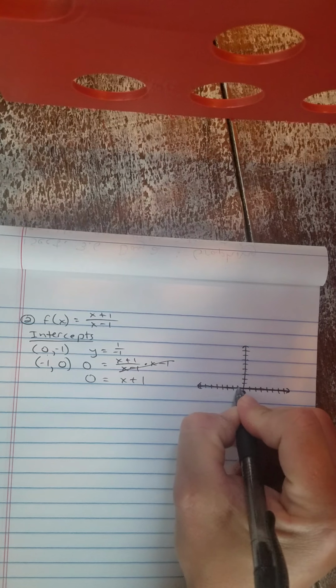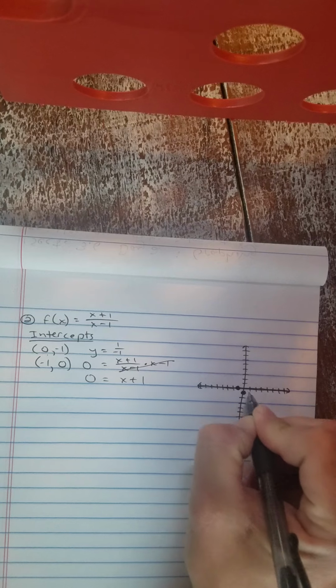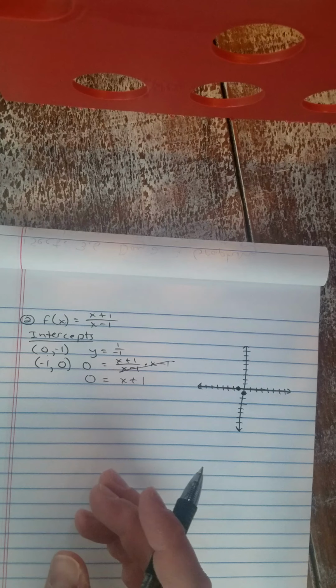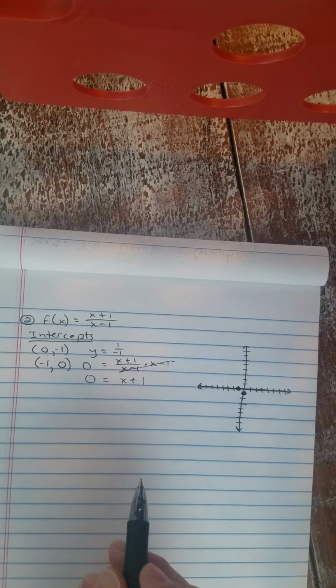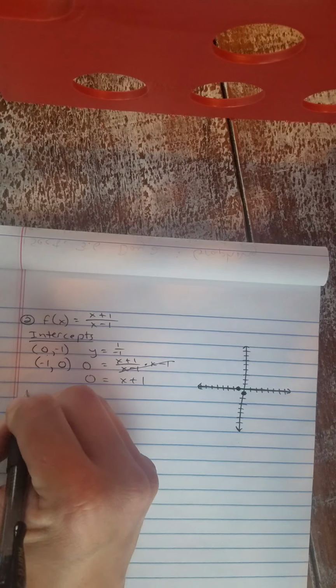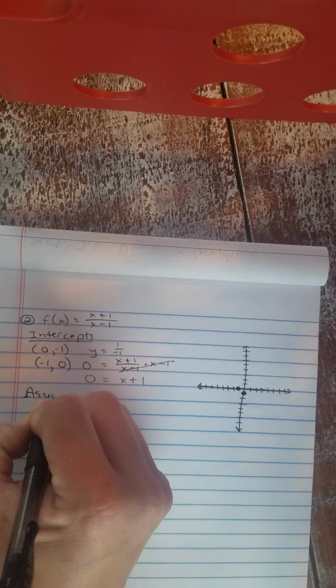That's right here. So they're really close together, but those are just 2 random points on my graph, and we get them fairly easily by doing Algebra 1 material. We get them by just finding the x and y intercept. Okay, asymptotes next.